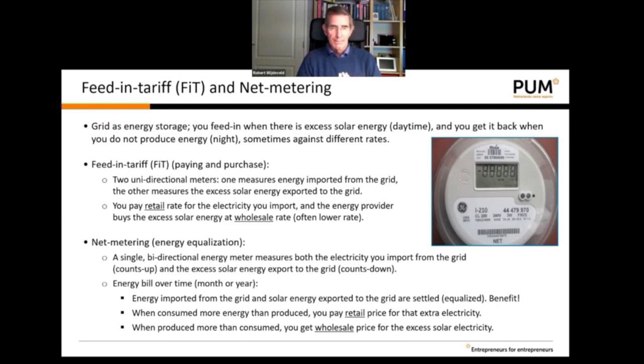Net metering, also called energy equalization. You have a single bidirectional energy meter. Bidirectional means it measures both sides. It measures that energy flows into the grid, and it measures as well that energy comes out of the grid. So it measures up and it measures down.